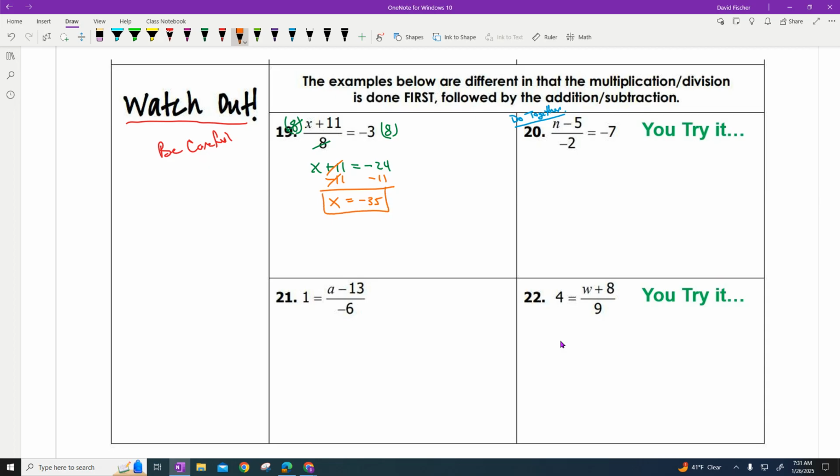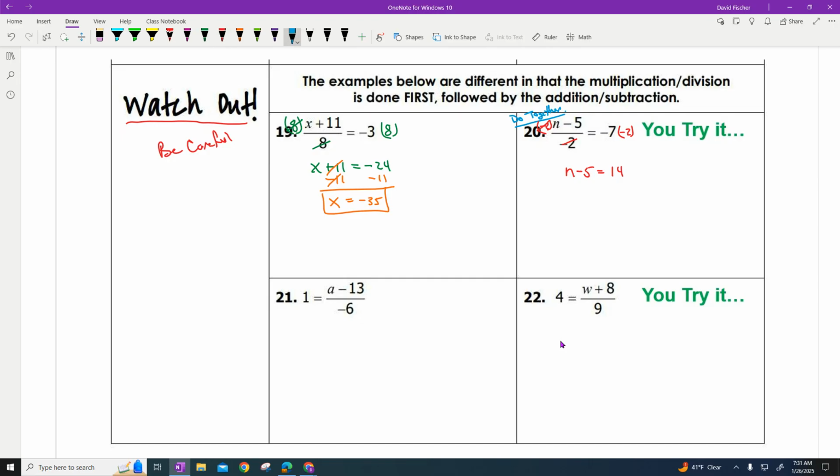Okay? Let's go try this one over here, on my master. Let's get rid of that negative 2 in the denominator. Who cares it's negative? Let's multiply by a negative 2 on both sides. Squeeze that guy up there, showing your work, because it's just going to cancel out. So now I got n minus 5 equals, negative times negative is a positive, and 7 times 2 is 14.